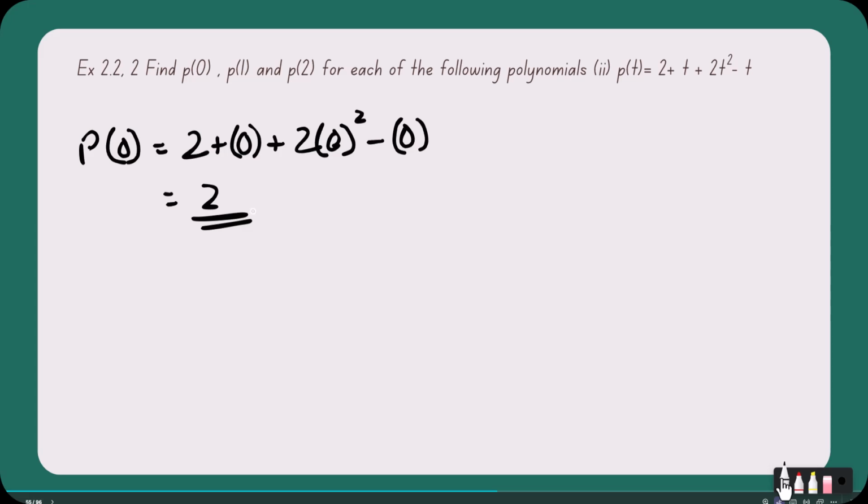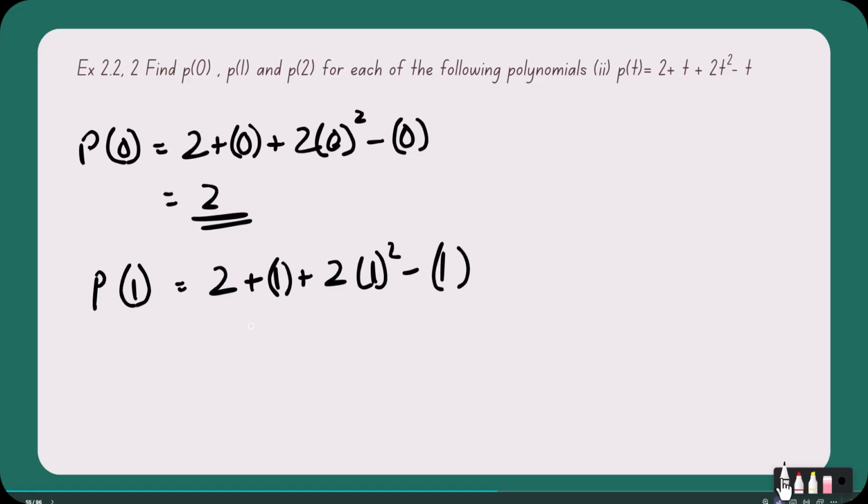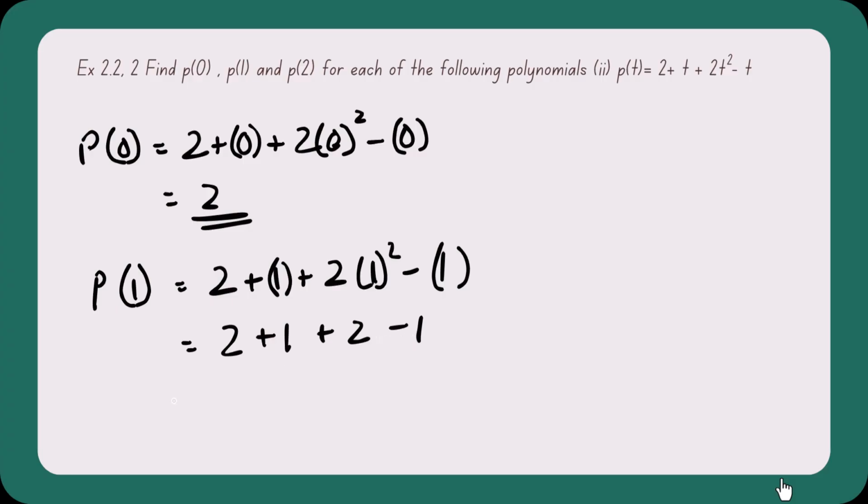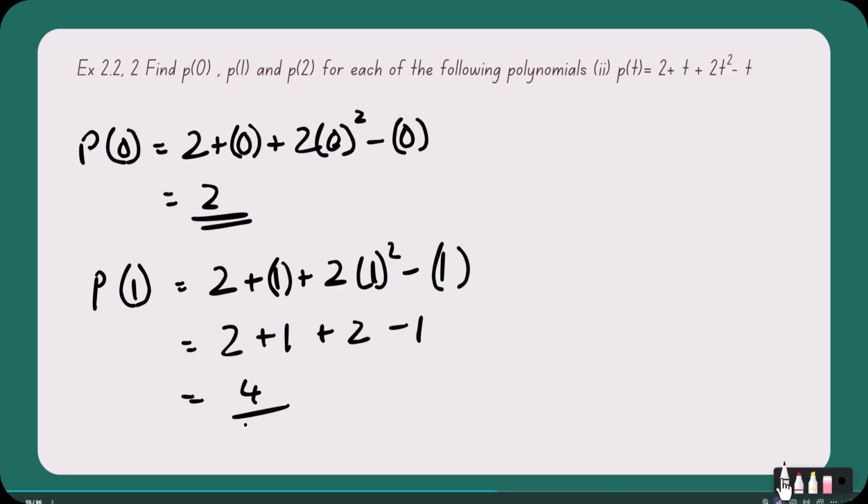What about the next one? We have p of 1. So we'll try this out with 1. The expression is 2 plus 1 plus 2 into 1 square minus 1. So this is also substituted, okay? Now we are sure where we substituted, right? So 2 plus 1, plus 2, minus 1. 2 plus 2 is 4. 4 plus 1, 5. 5 minus 1, it'll become 4. Your answer is 4.